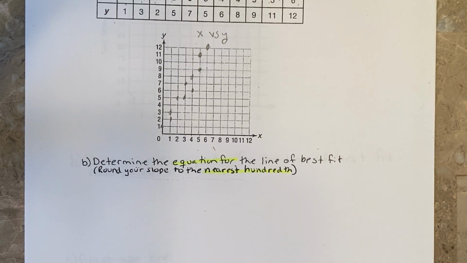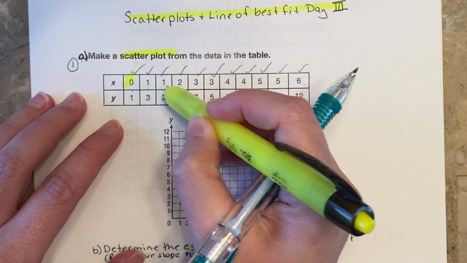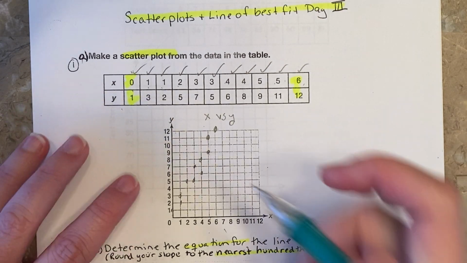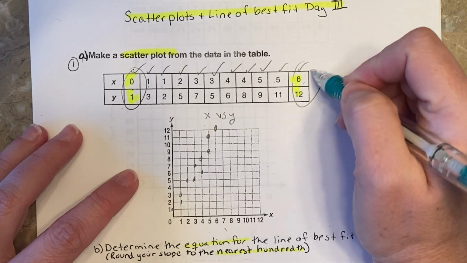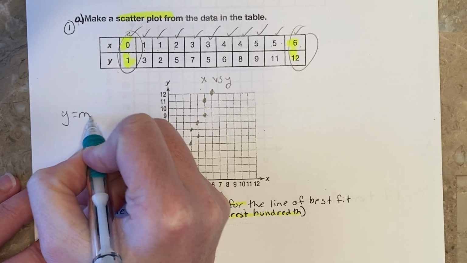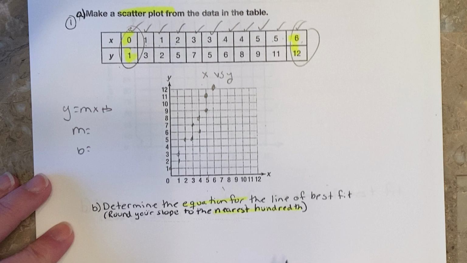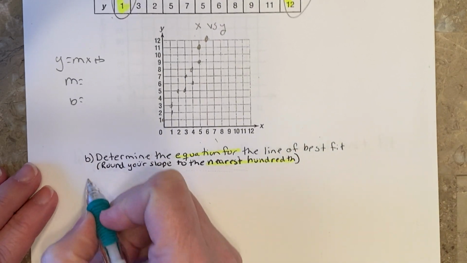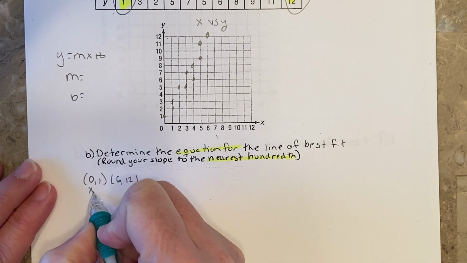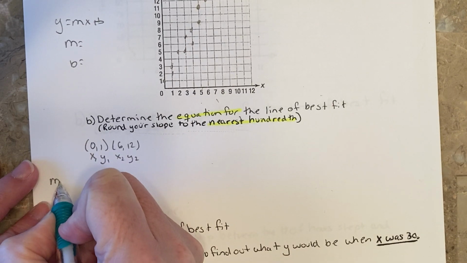So again, exactly what we did yesterday, you want to choose your lowest x and your highest x. What's nice is these are in order. Remember, it's not always going to be that way. So we want our equation, y equals mx plus b. We want the slope and the y-intercept. And we're going to use 0, 1 and 6, 12, so x1, y1, x2, y2.